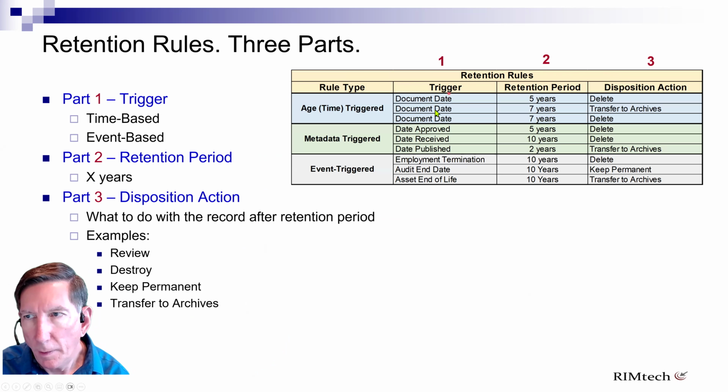Or 10 years after the audit end date, transfer it to archives or delete it, right? So there's a trigger, of which there are time-based triggers and event-based triggers. There's a retention period, typically years, and then there's a disposition action, such as destroy it, keep it permanent, or transfer to somewhere else. Okay?